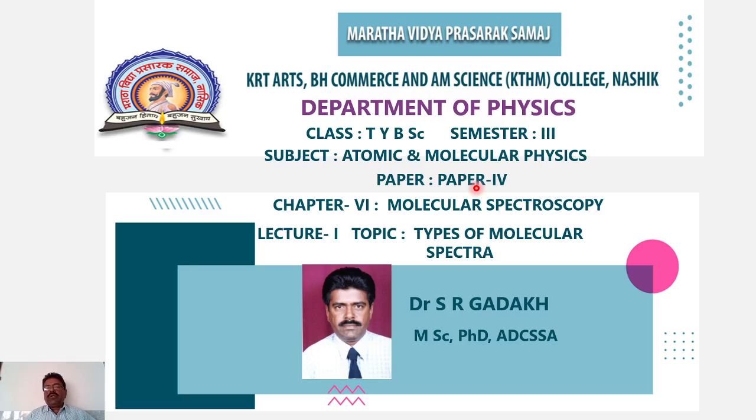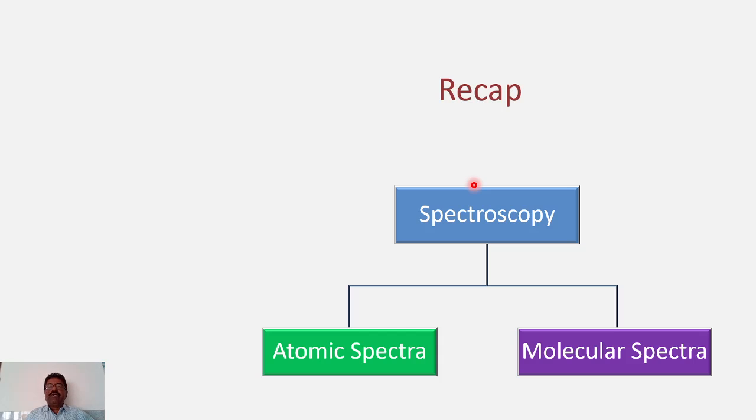Hello students, today we are going to start a new chapter, that is types of molecular spectra. So you know that earlier in this particular course we have studied atomic spectra. So basically you can divide this particular course in two groups, atomic spectra and molecular spectra. So this is a spectroscopy course.